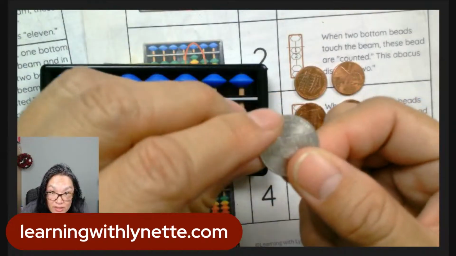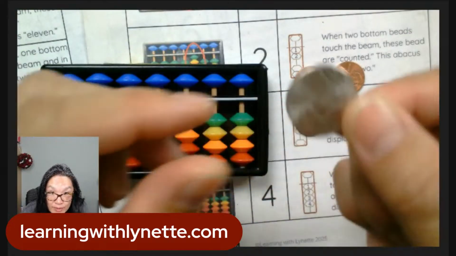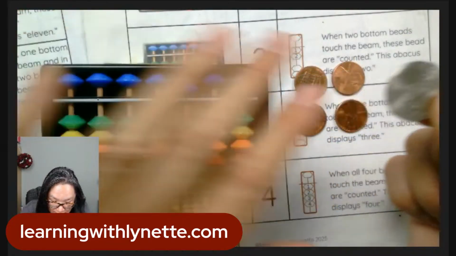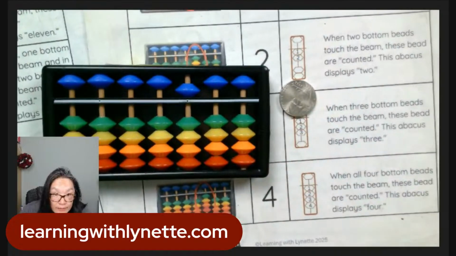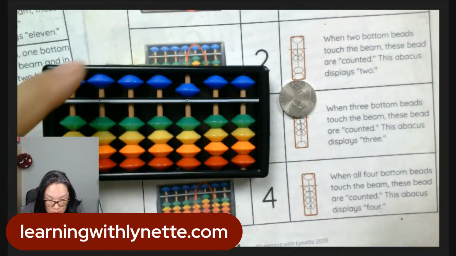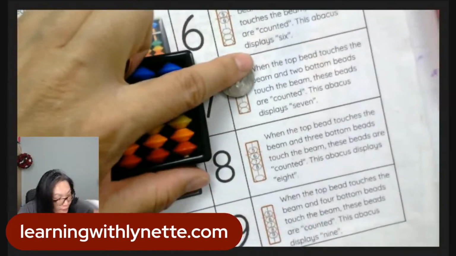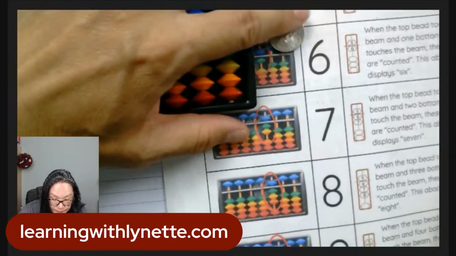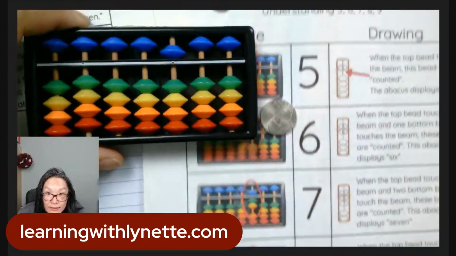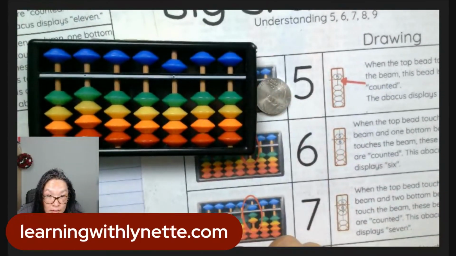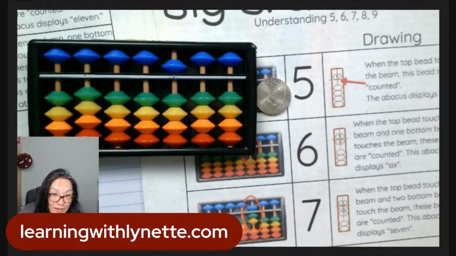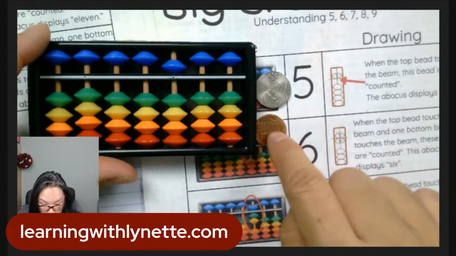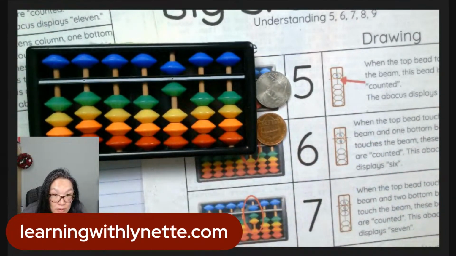This is a nickel. This is 1 nickel. This is 5 cents. Does that make sense? So we have 5. Five is like that. We have 6. I'm going to add a penny. That's 6. The blue is 1 nickel.